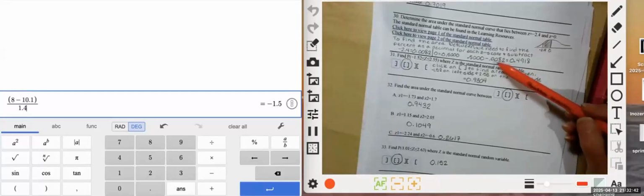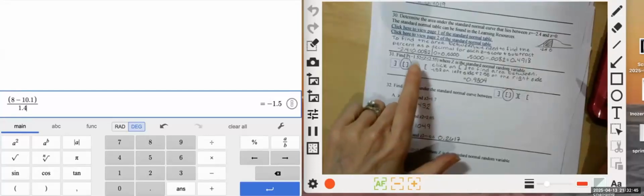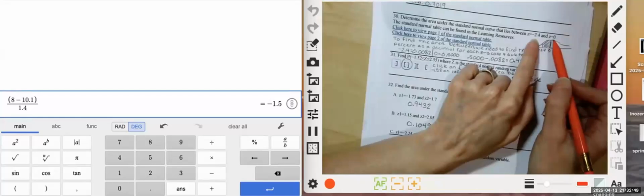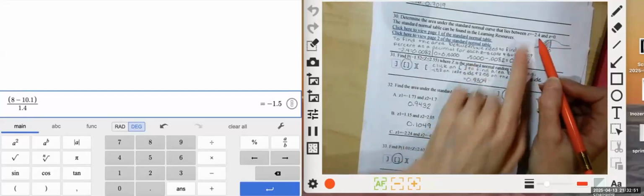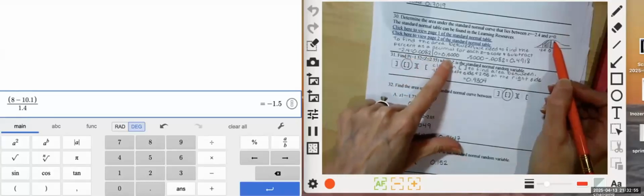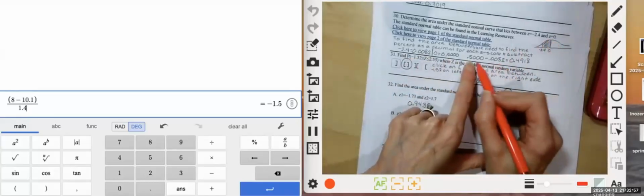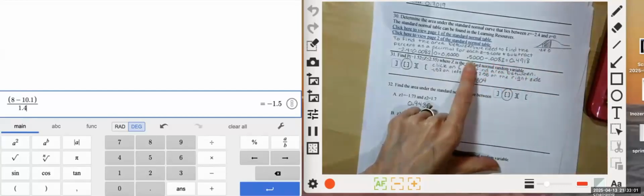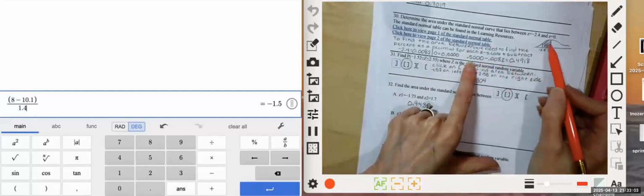Okay. All right. So to find the area between, you look up each z-score. So you look up the negative 2.4 and you look up the 0 and you subtract the two from each other. Or the smaller one from the larger one. Always subtract the smaller one from the larger one to get the distance between.